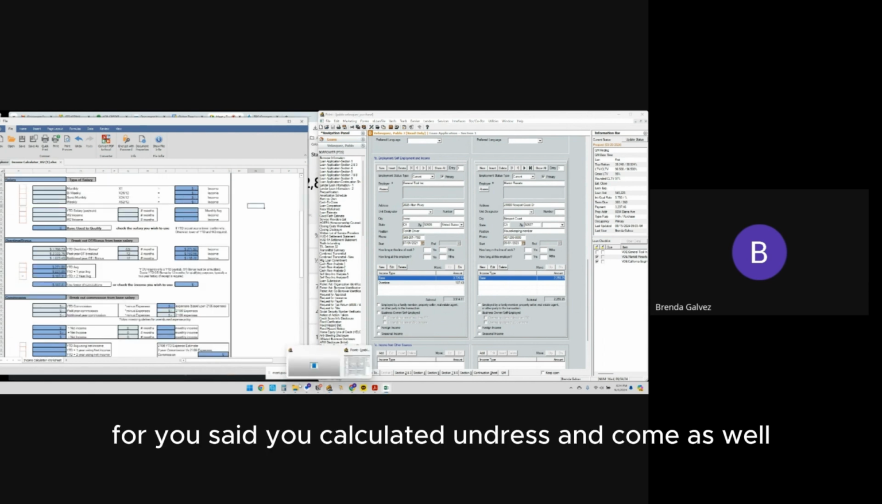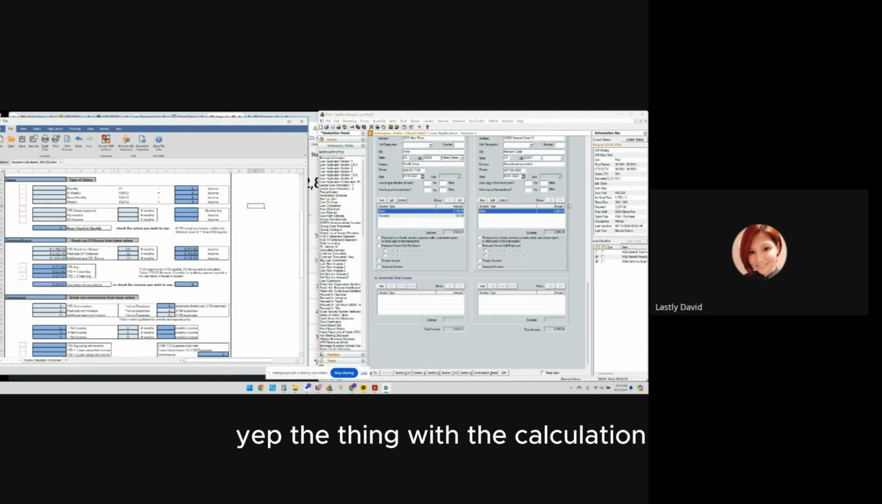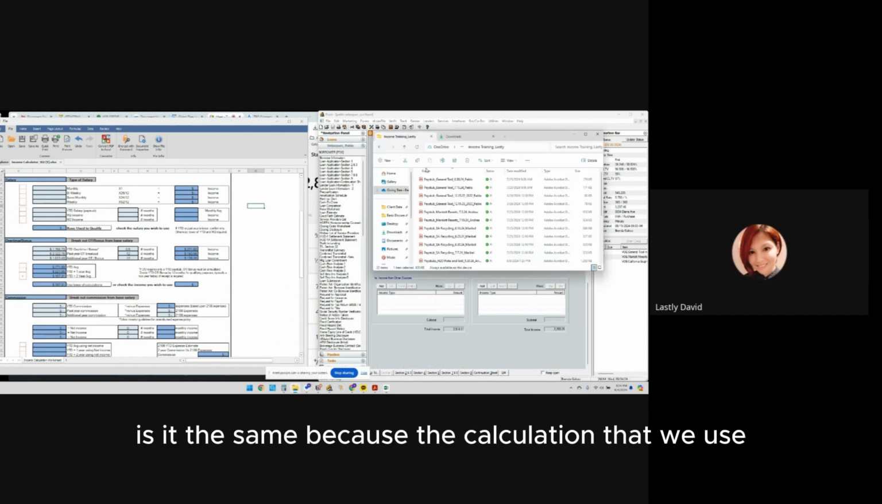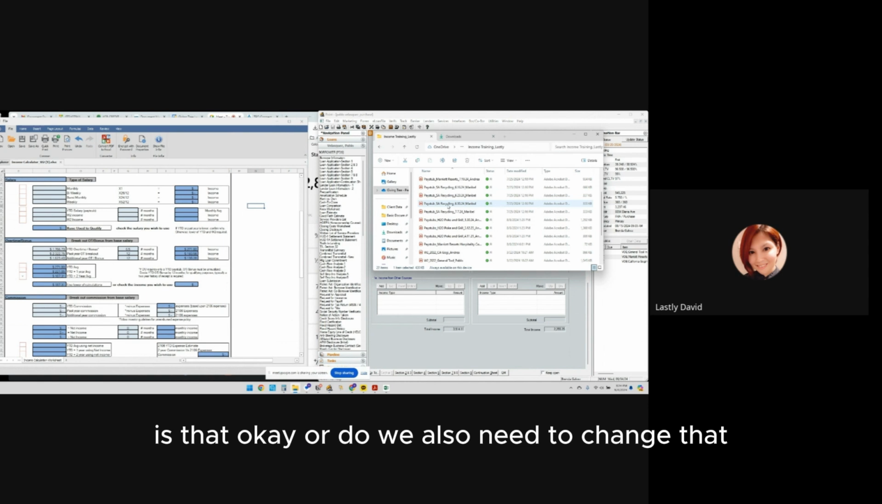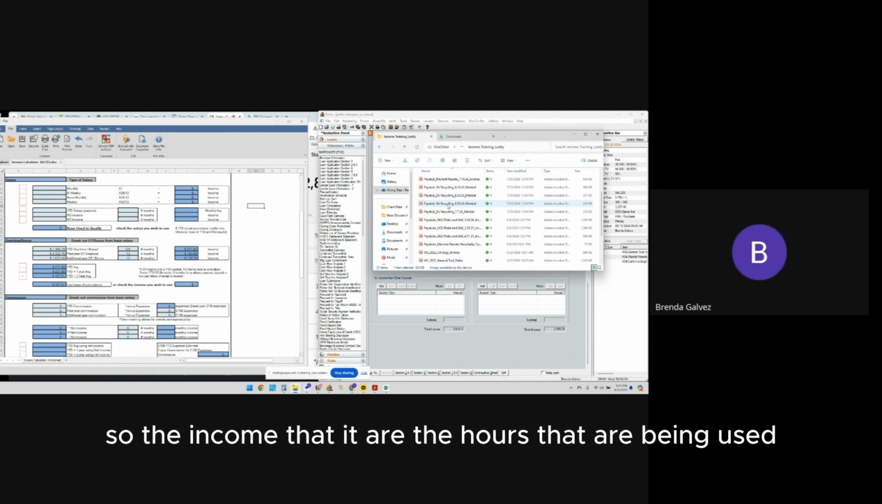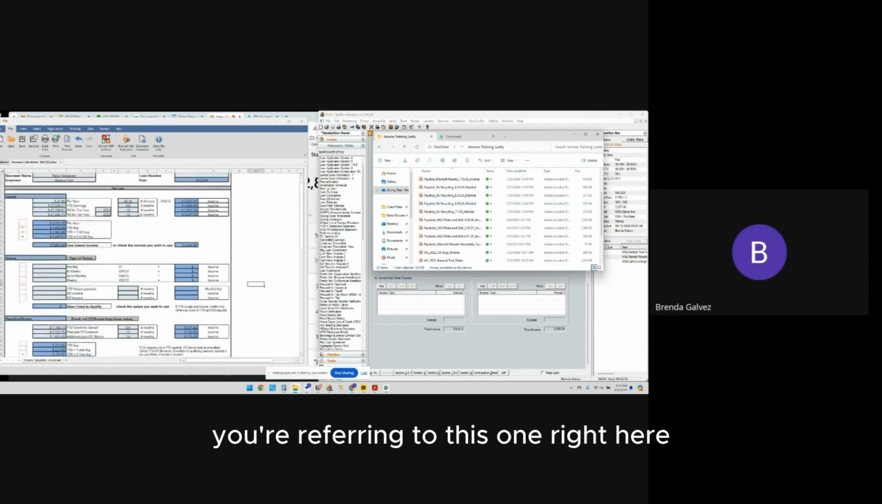Let's see, you said you calculated Andrea's income as well? Yep. The thing with the calculation, is it the same? Because the calculation that we always use is 40 hours. Sorry, can you repeat that question? Yeah, because the calculation that we're using automatically uses 40 hours. Is that okay? Or do we also need to change that? So the hours that are being used, you're referring to this one right here?